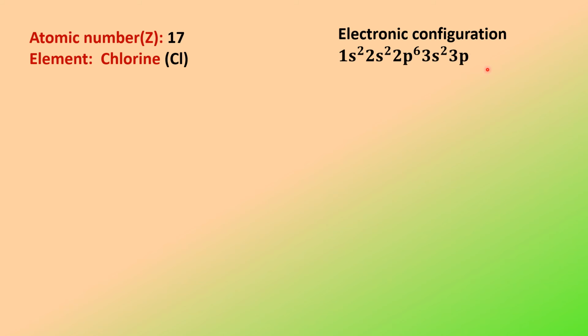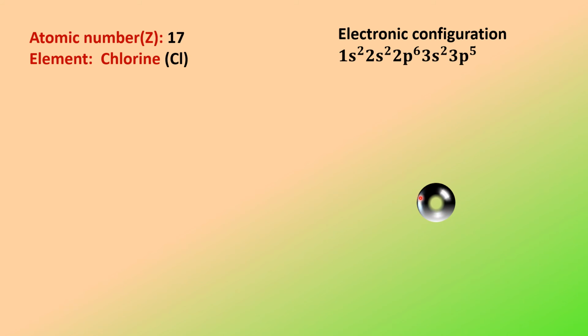The element with atomic number 17 is chlorine. Its symbol is Cl. Now we'll write the electronic configuration for chlorine. It is 1s2, 2s2, 2p6, 3s2, 3p5. Chlorine is having 7 electrons in its outermost shell.